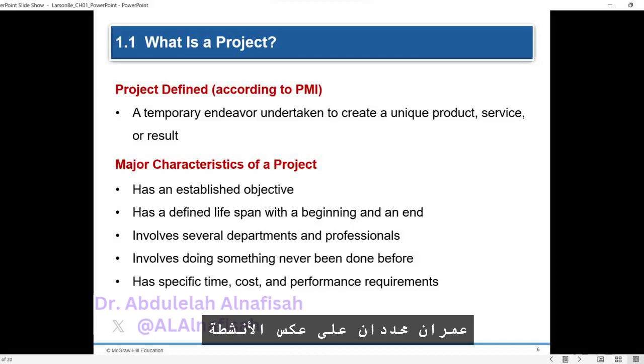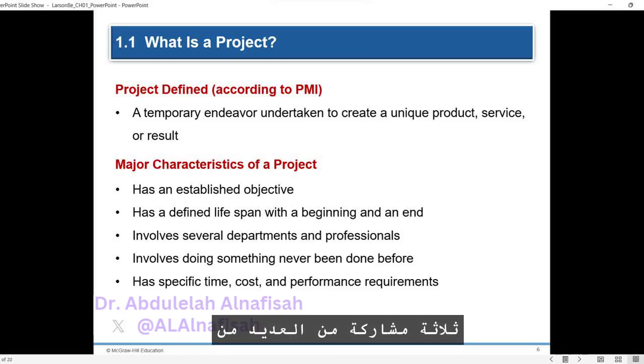2. Defined lifespan. Unlike ongoing organizational activities, a project has a defined beginning and end. It is not a continuous operation, but rather has a specific duration during which the project activities are carried out.